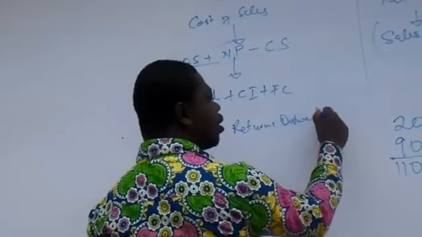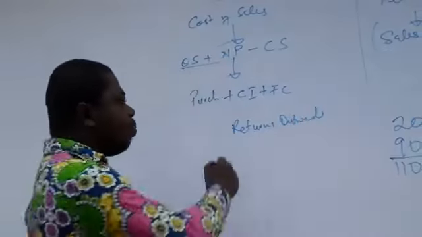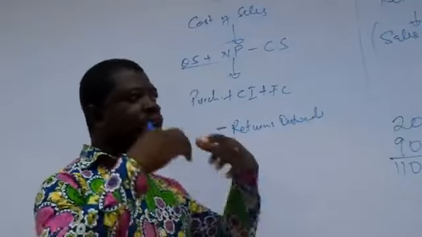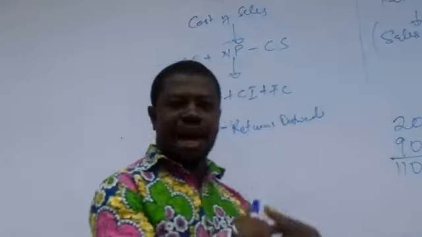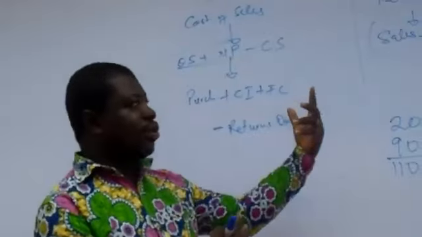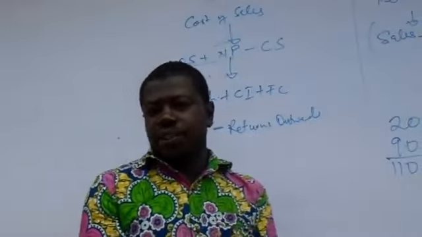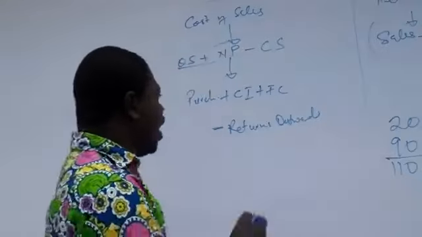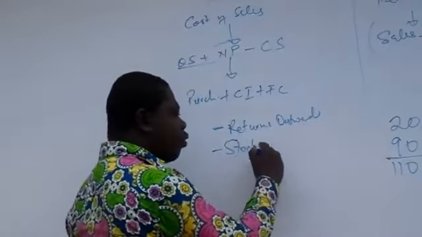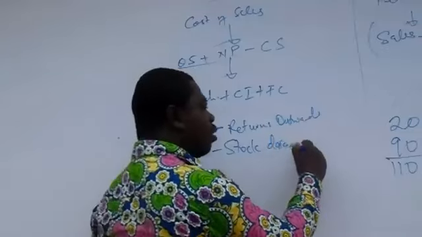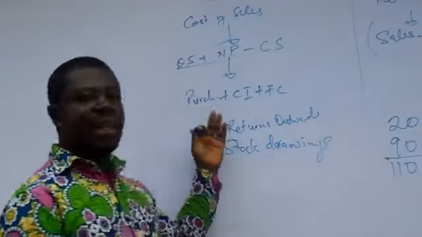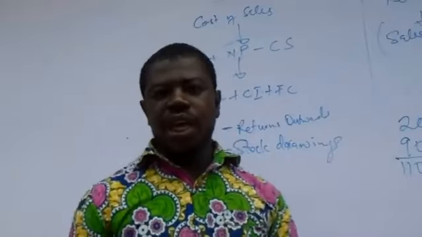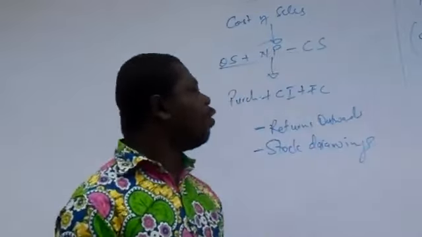Returns outwards is subtracted from purchases because it's also called purchases returns. When we buy goods and think, like with sales returns, that these goods are faulty, we return them. It reduces the value of our purchases. And then finally, if there are stock drawings or goods drawings: when we buy things and the owner of the business decides to take some for private use, that one also will reduce the value of the purchases.